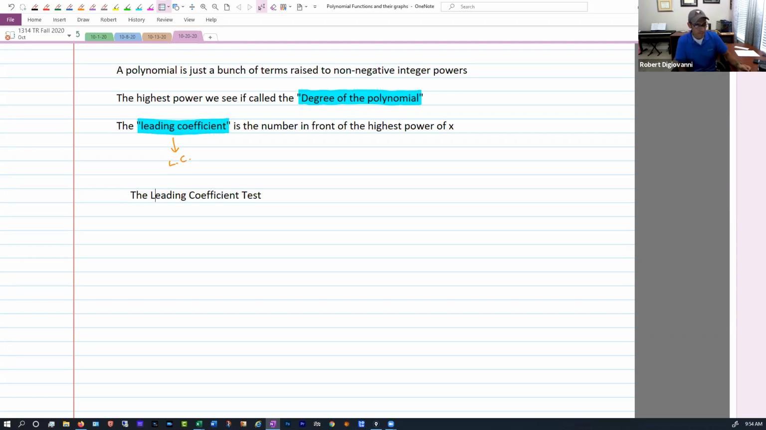Okay, leading coefficient test. So here's the way this works. This is a little bit weird when you first see it, but just follow me on this. Just write this down. What we're going to do is we're going to draw a table.